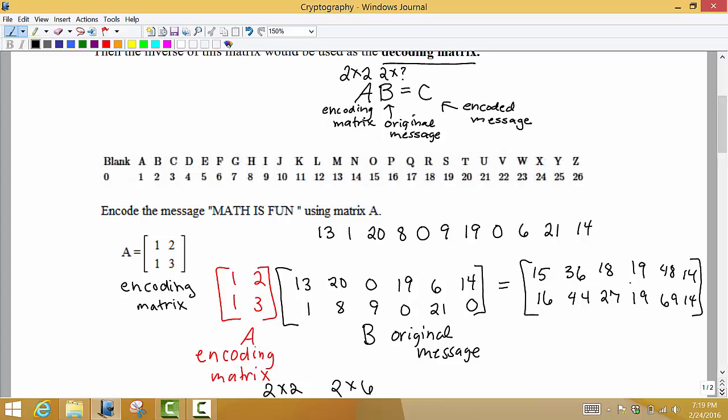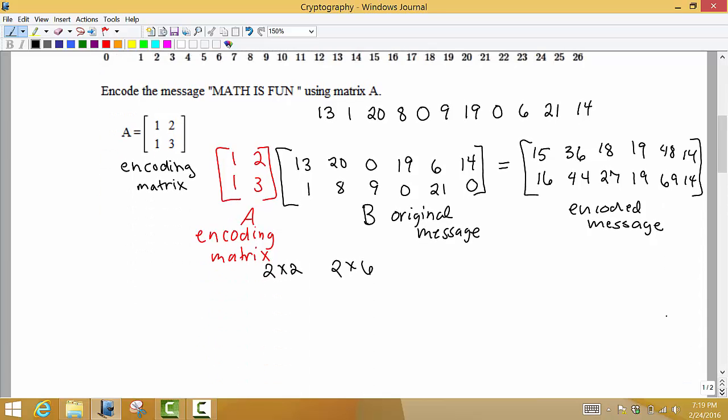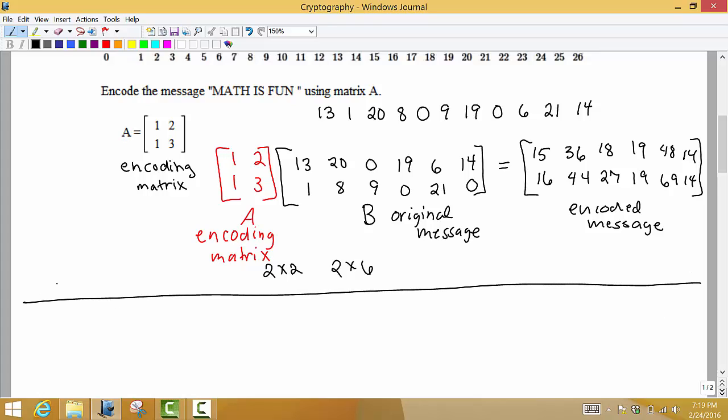Alright, now this is what you would send to your friend. So this is the encoded message. So your message would be secure, so you would send that to your friend, and then your friend would need to decode the message. So let's talk about how we're going to decode this message.